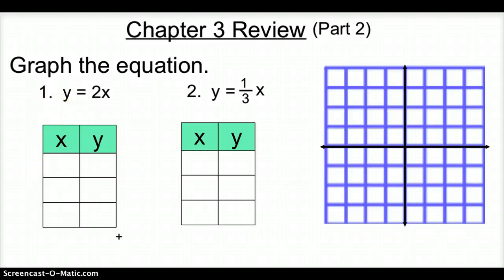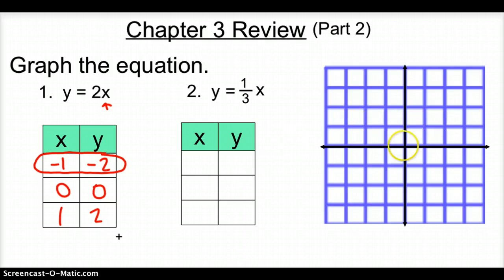So I'm going to pick -1, 0, and 1, and you're just going to put them right in for x. So 2 times -1 is -2, 0 times 2 is 0, and 1 times 2 is 2. So now I'm going to take these just like coordinate points and put them in as is.